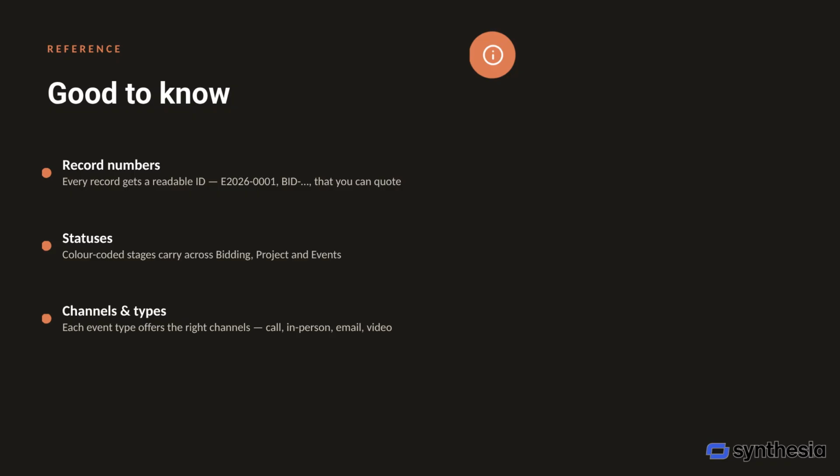A few things worth knowing as you go. Every record gets a readable ID, like E2000-260001 for an event, so you can reference it in conversation or a report. Statuses are color-coded and consistent, so a stage means the same thing whether you're looking at a bid, a project, or an event. And event types are matched to the right channels, so a video conference offers a video link while an in-person visit asks for a location.